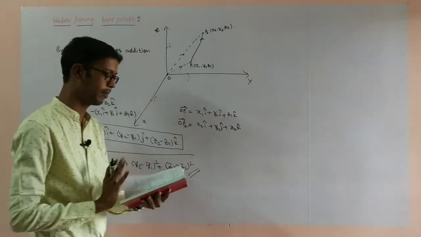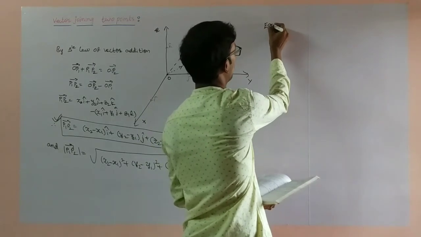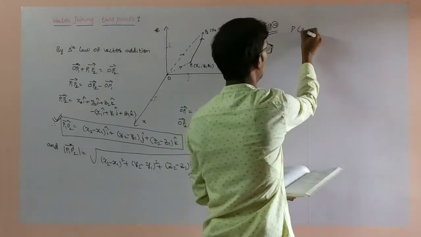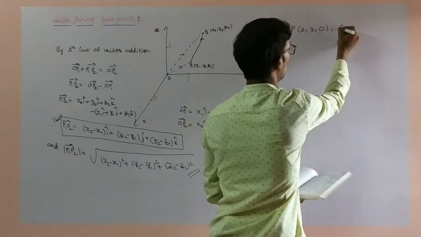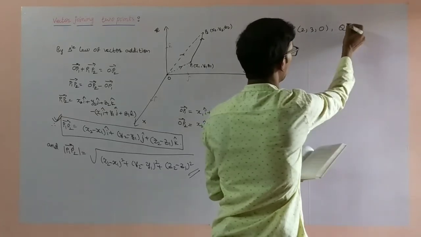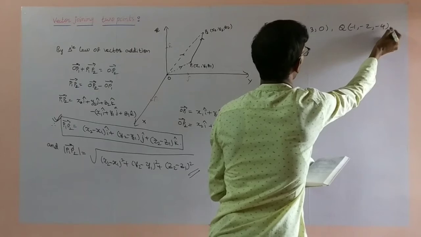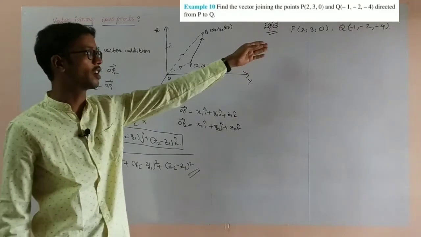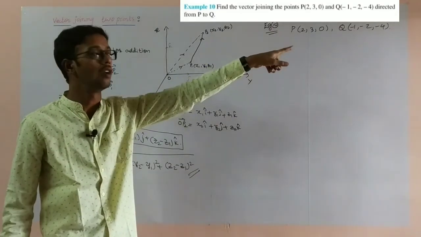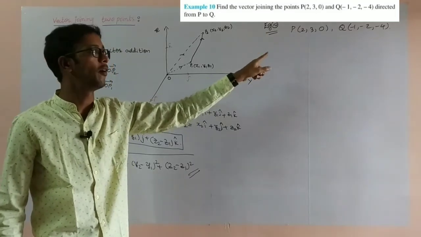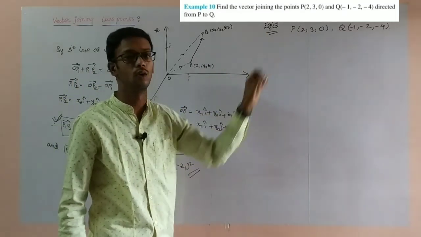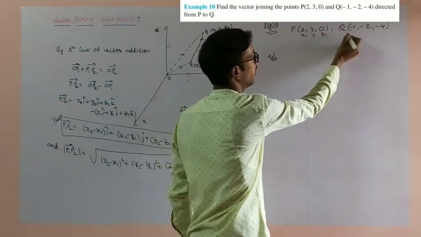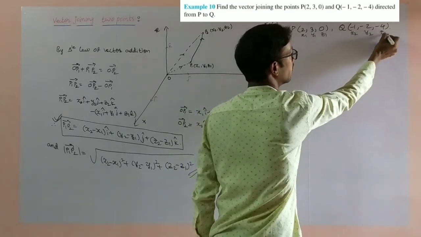Example problem number 10. 2 points are given. P is 2, 3, 0. Q is -1, -2, -4. Find the vector joining of the points P and Q in the direction of P to Q. For that purpose, I am taking the solution. This is x1, y1, z1, x2, y2, z2.